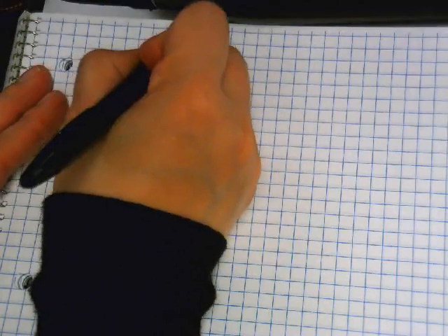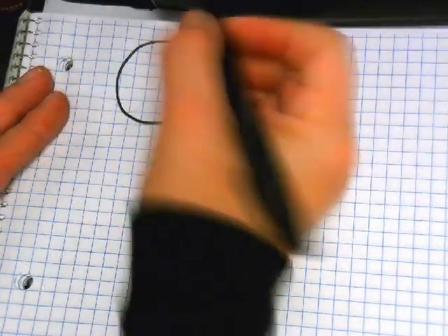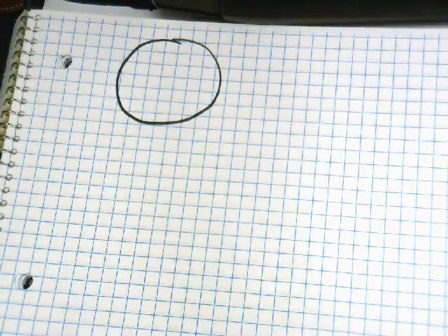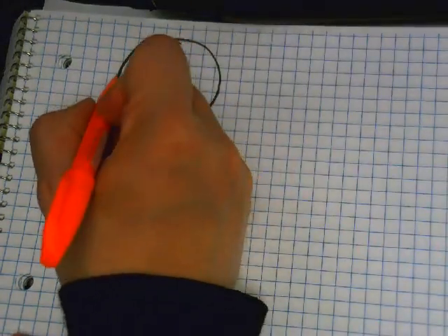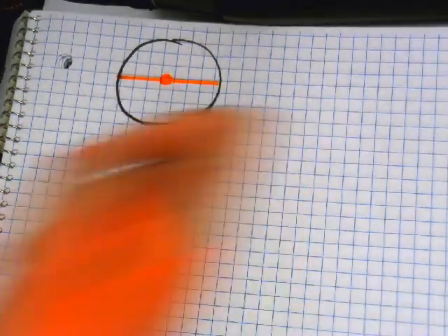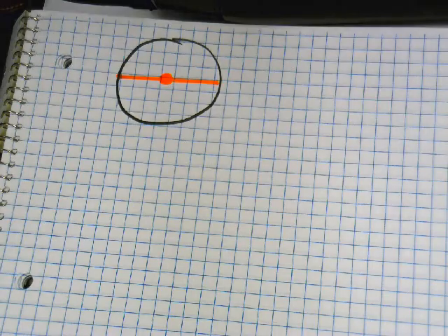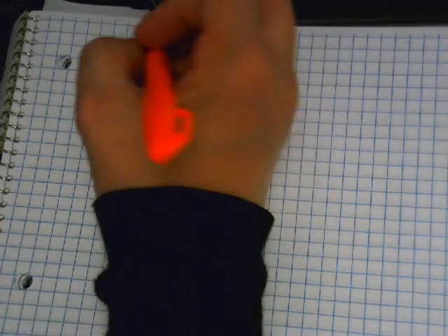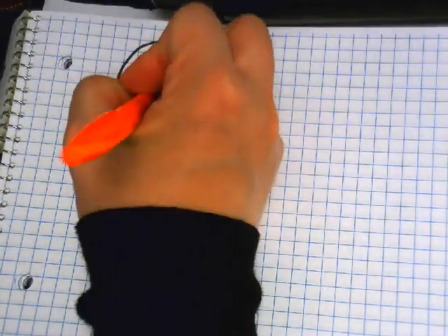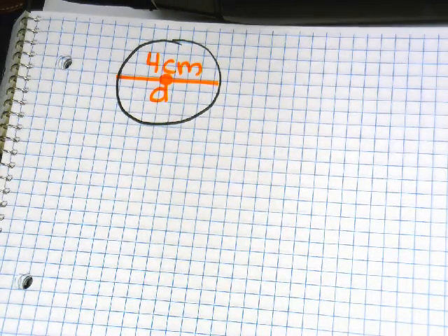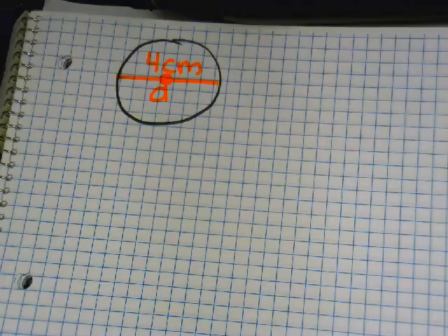So draw me a perfect circle. Is that a diameter or is that a radius? Diameter, very good. So this is 4 centimeters. This is the diameter, which is what we need, right? We need the diameter. So I was nice enough to give you the diameter.